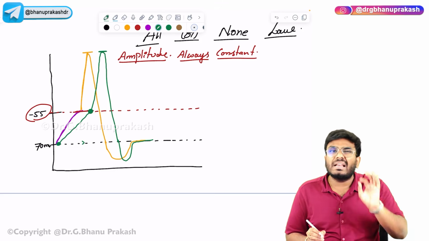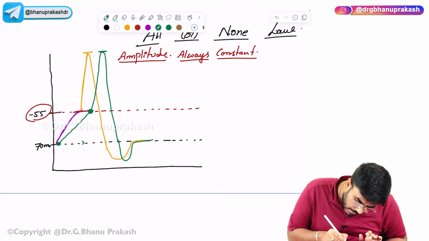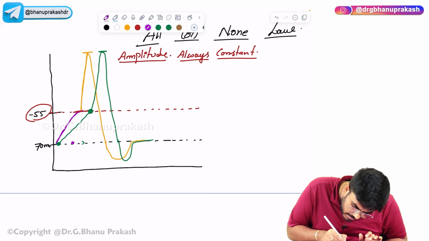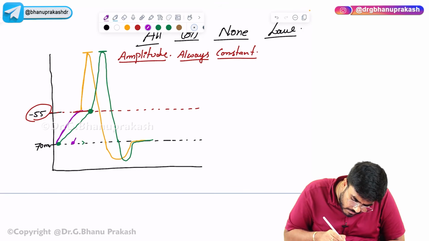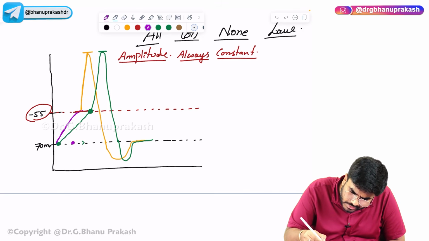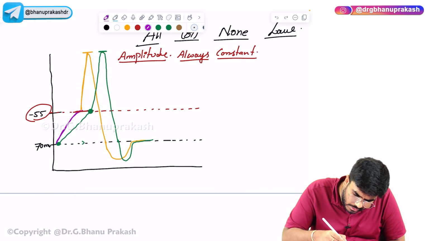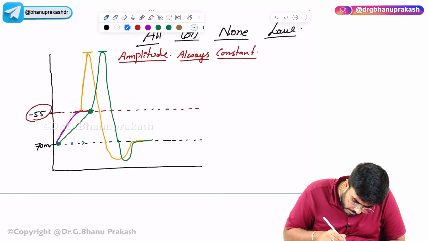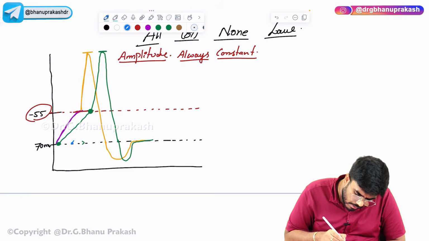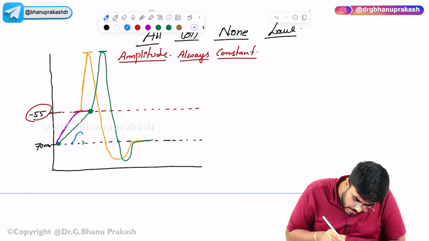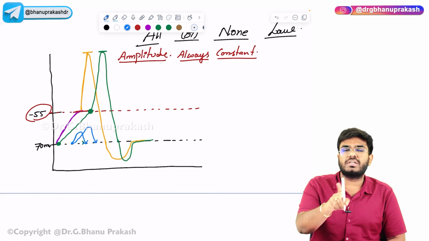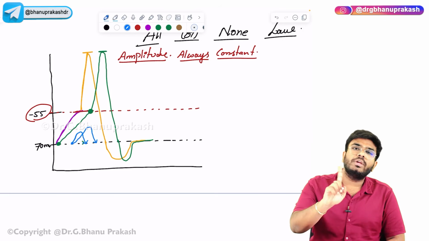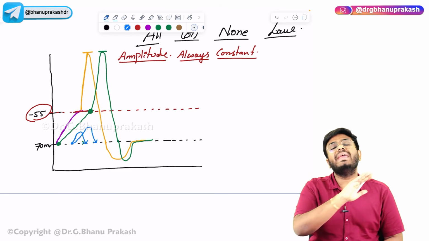What is the none? Now I am giving a little stimulus. This is a sub-threshold stimulus. Let me show it in blue color. It goes from the resting membrane potential and dies off again. These are local potentials, graded potentials. They are not going towards the threshold, so there won't be any action potential at all.